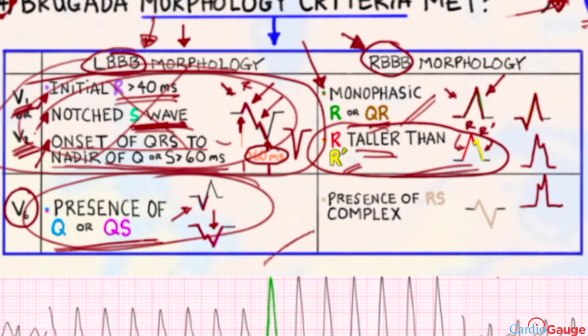And then the last one's here. You've got the presence of an RS complex in lead V6 with a right bundle branch pattern in V1. So it goes up, it goes down, RS in V6 when you have a right bundle branch block pattern. And again, if you have any of these criteria, it makes it more likely you're dealing with VT.